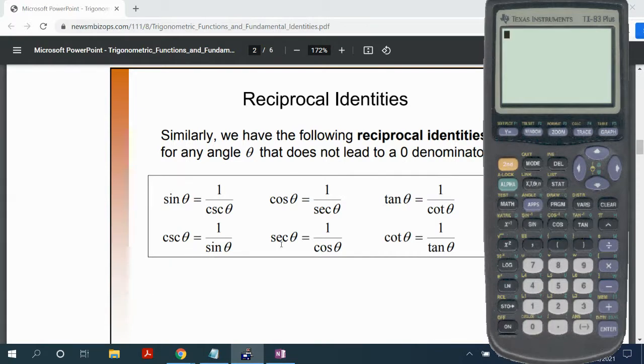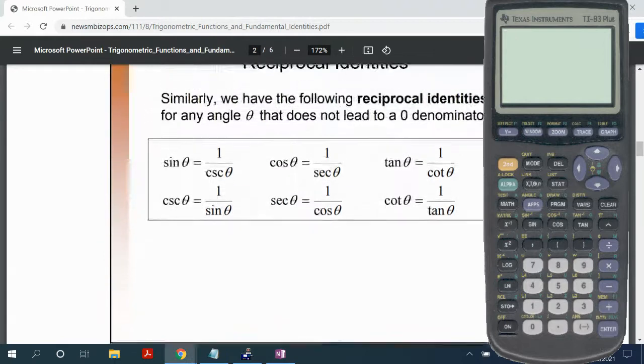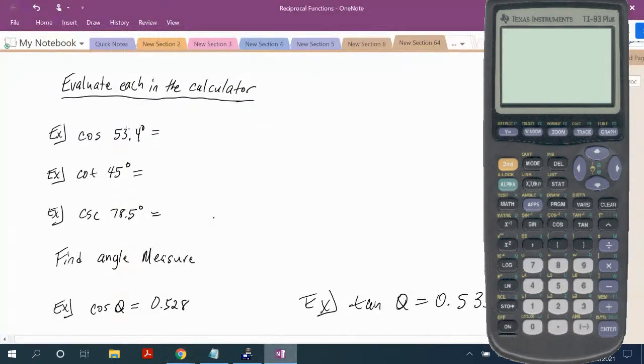Now, since we don't have a cosecant, a secant, or a cotangent button on the calculator, we must use the reciprocal identities when we evaluate. For example, the cosecant is 1 over the sine. And this funny looking circle with the line through it is the Greek letter theta. Theta simply means an unknown angle measure. It's nothing more than a variable, an unknown number. So the cosecant of theta is 1 over sine, the secant is 1 over cosine, and the cotangent is 1 over tangent. All right, let's take a look at some examples.